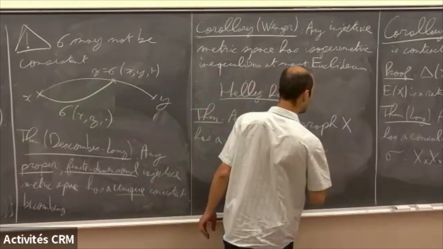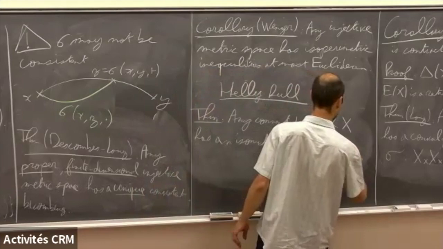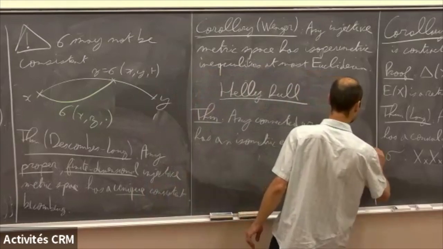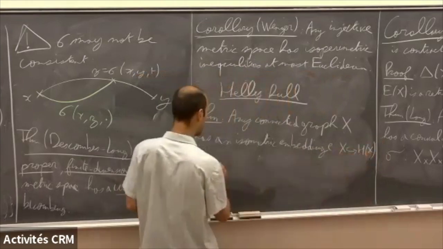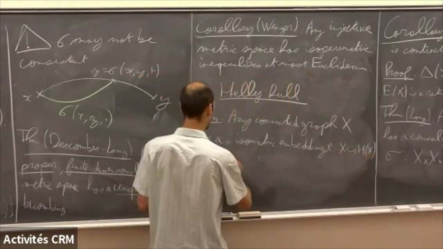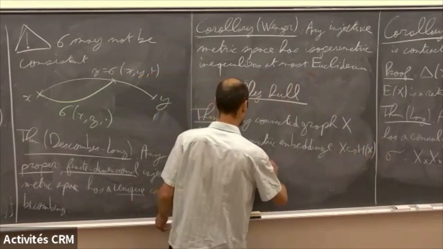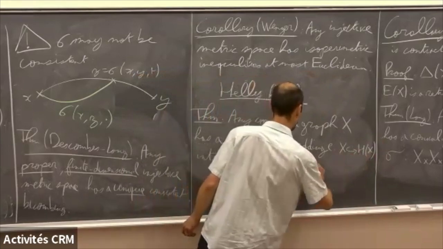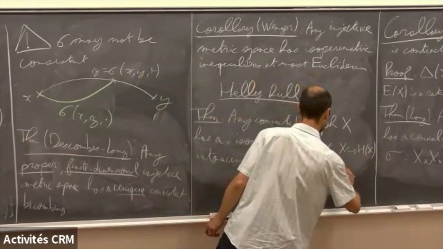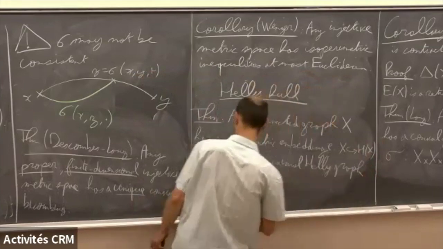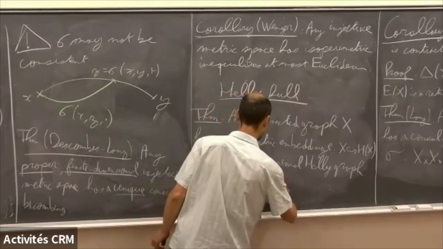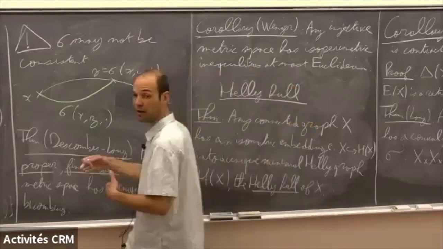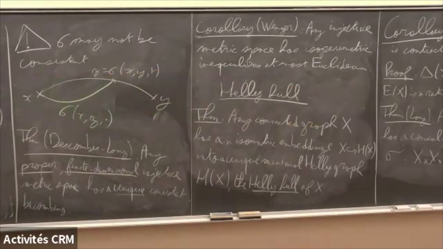into a unique minimal Helly graph, which I will call h(X), the Helly hull. You have the same functoriality properties as the injective hull does.